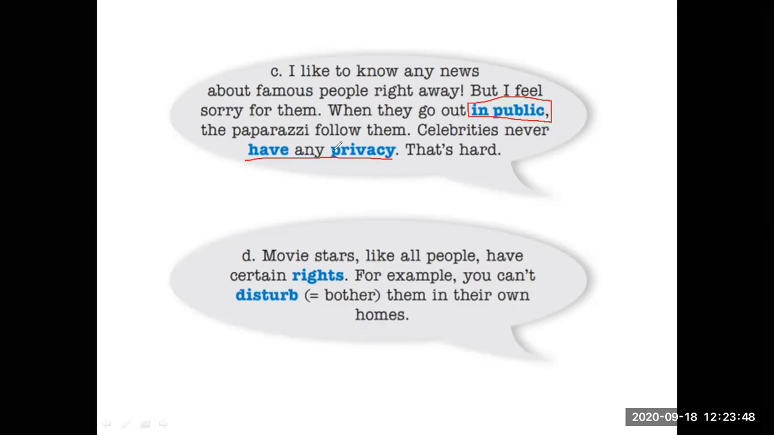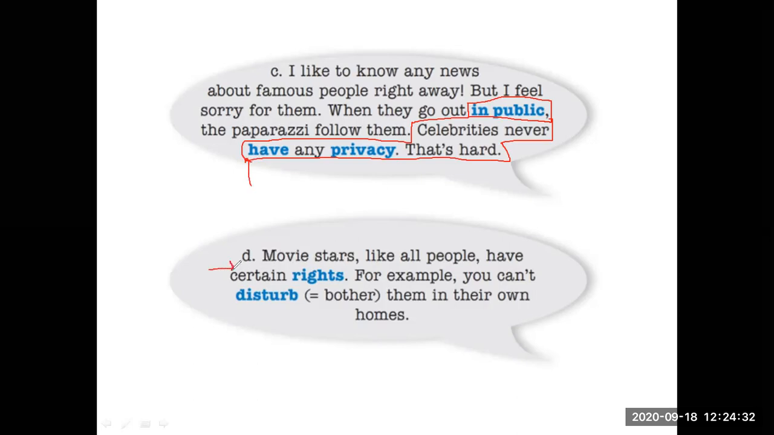So when they say celebrities never have any privacy, it's because imagine that you see Brad Pitt on the street. You want to take a picture with him. So we are not respecting this person's private life, this person's privacy. That is why most of the famous people don't have any privacy.